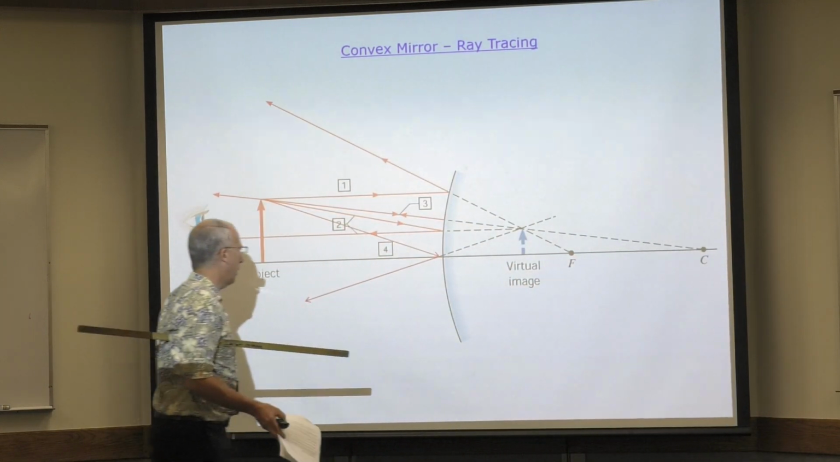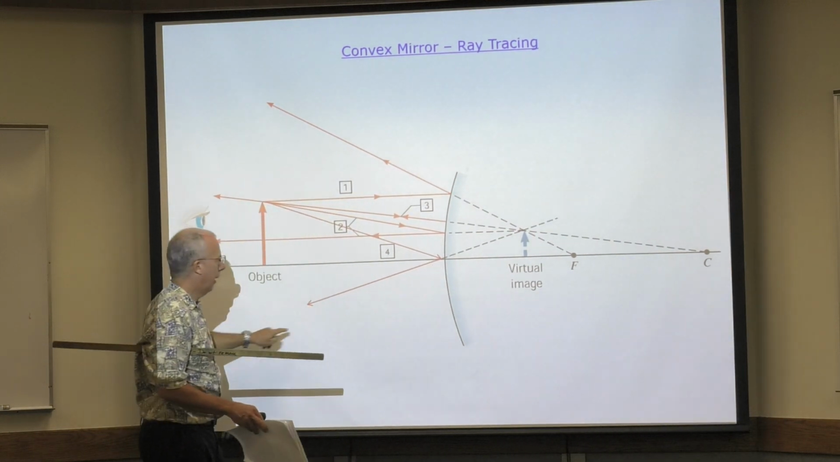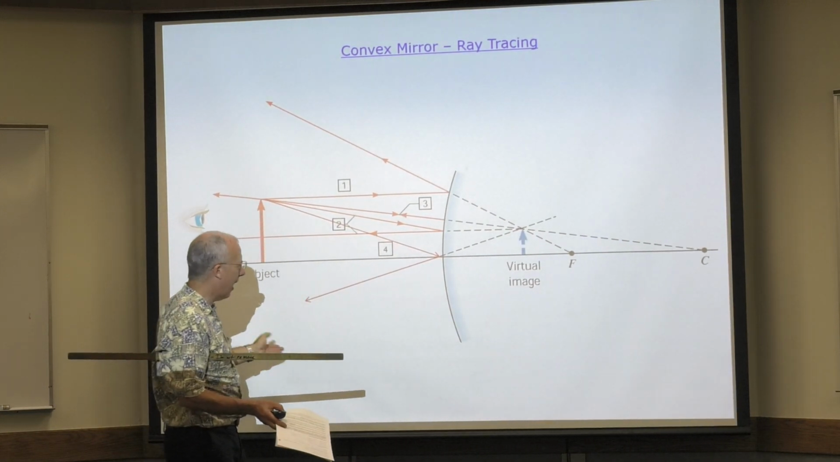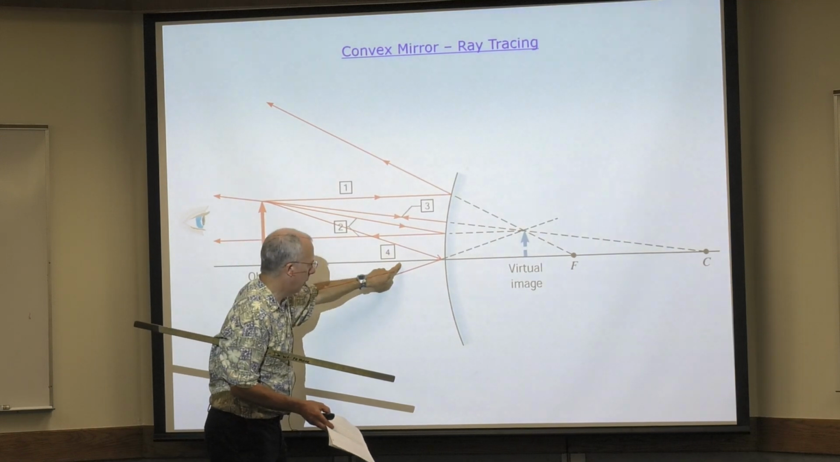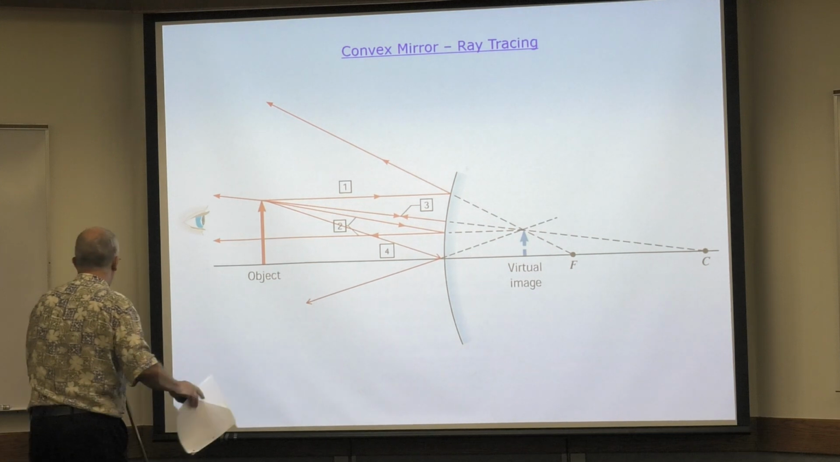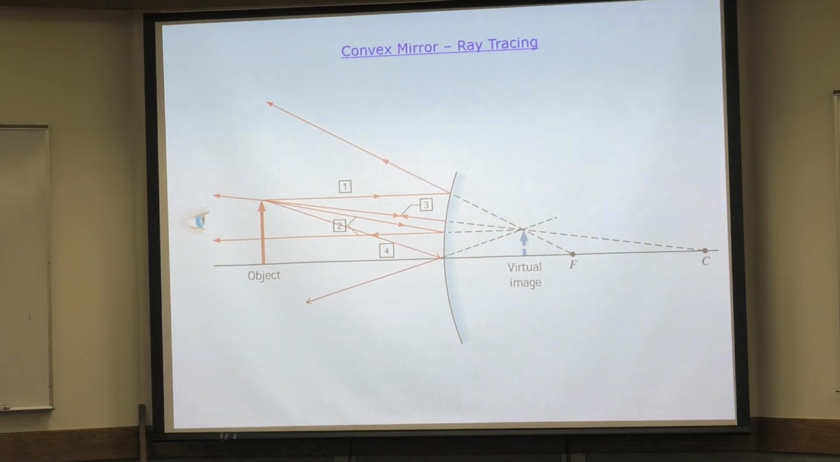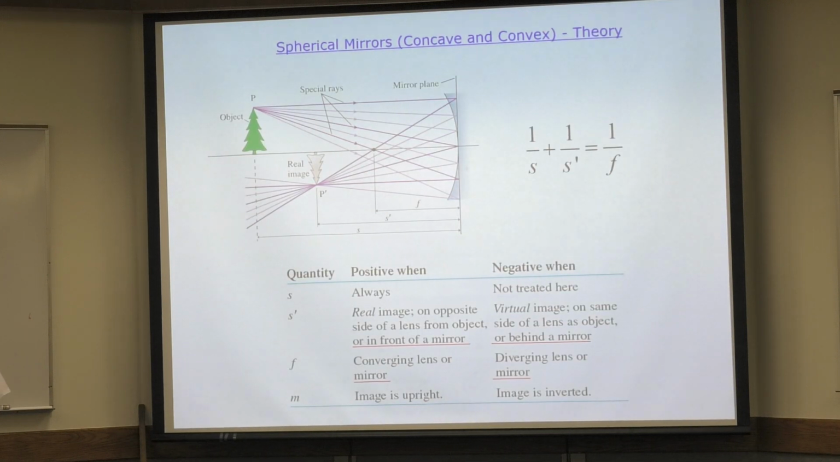And then number 4 is the nice one too, right? You just start here, you go here, and then that. Again, it doesn't look it on the slide, but this angle is supposed to equal that angle. The law of reflection. So there you go. All right, so that's the ray tracing.